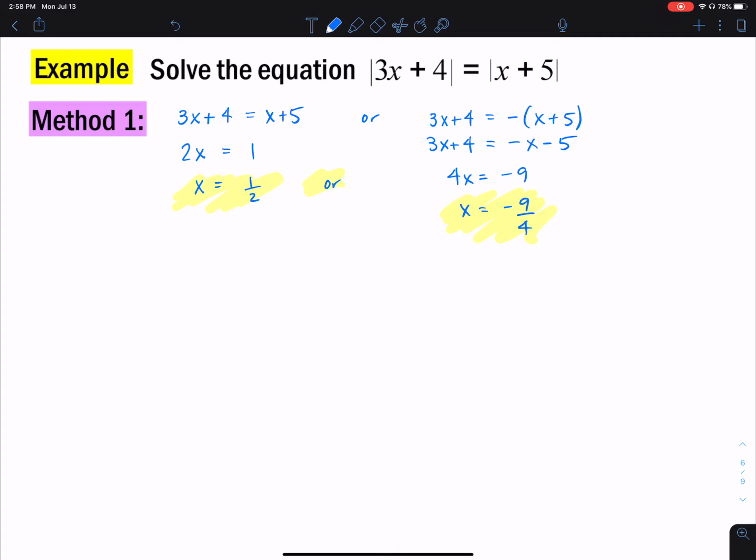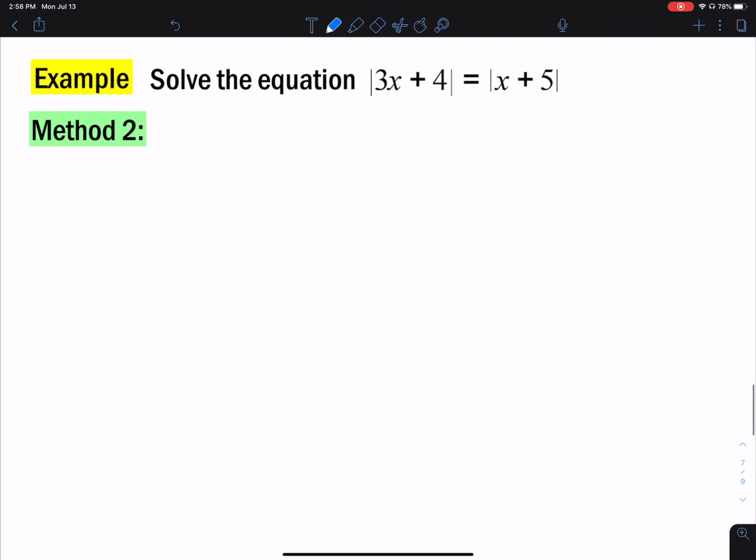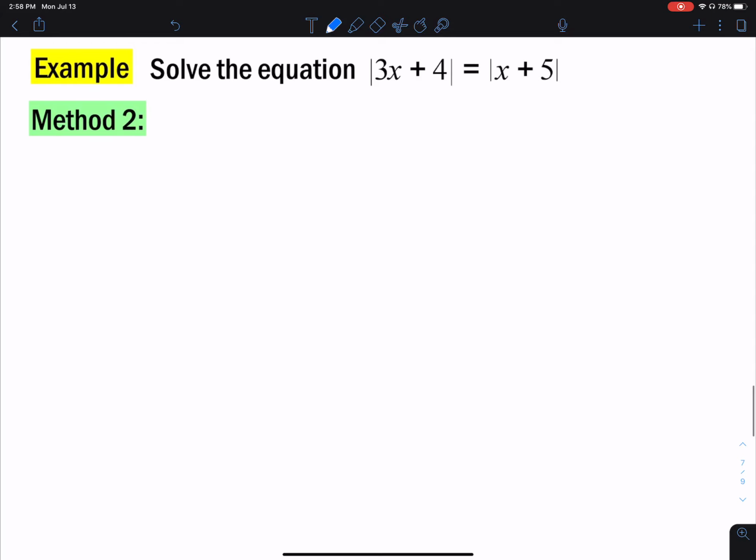Now that's the first way, and that's probably what a lot of you guys are used to doing. Here's the second method, which goes back to one of the key ideas that you learned in the notes, which says that in the event where you have an absolute value equal to another absolute value, you could square both sides and set them equal to each other. So we will do that. So if we take the quantity 3x plus 4 squared is equal to the quantity of x plus 5 squared.